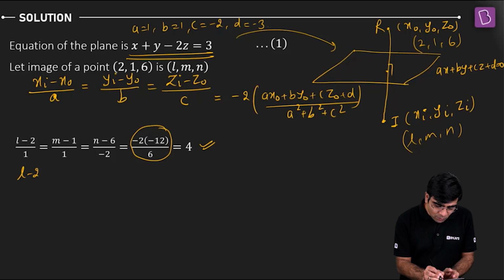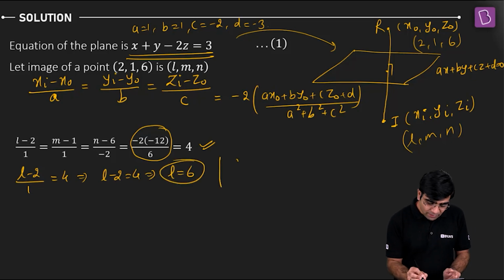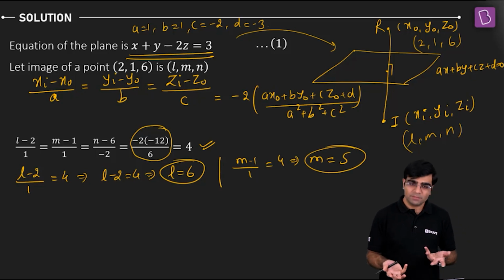So the moment I equate (L minus 2) by 1 equal to 4, what do I get? I get L minus 2 equal to 4, which implies that L equals 6. Perfect. Second one, (M minus 1) by 1 equal to 4, which implies that M is equal to 1 plus 4, which is 5. Pretty simple.